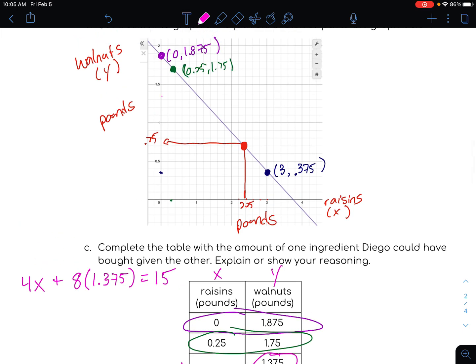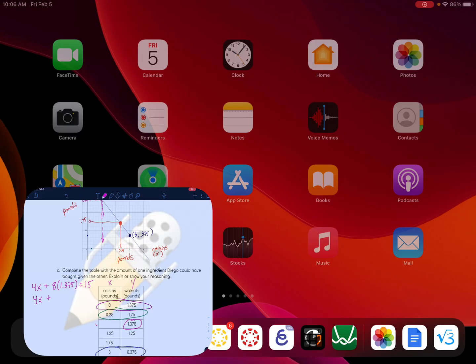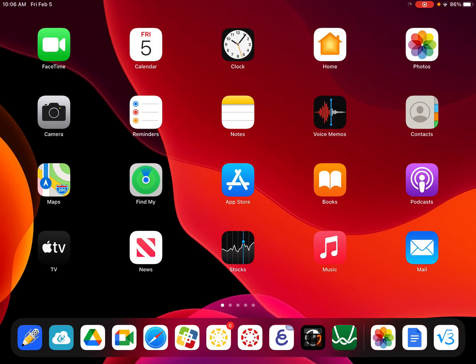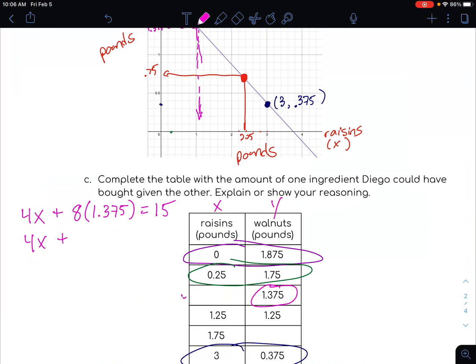1.375 is somewhere right in here. So you're going to be able to come up with a pretty good estimate right over here. It's like 1.375 is going to be about right there. So you can estimate it's going to be right around 1 or close to 1. Let's just see what we get here. So 4x plus 8 times 1.375. Use your calculator if you need to. Oh, looks like my calculator is updating. All right, I'm going to use a different calculator. 8 times 1.375 is 11, so 4x plus 11 equals 15.